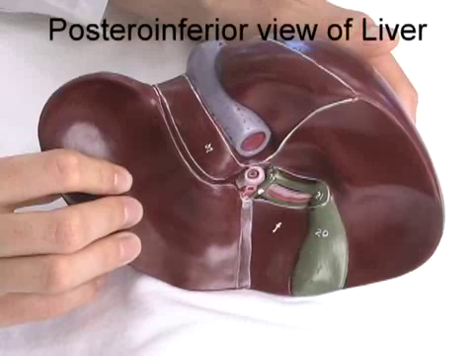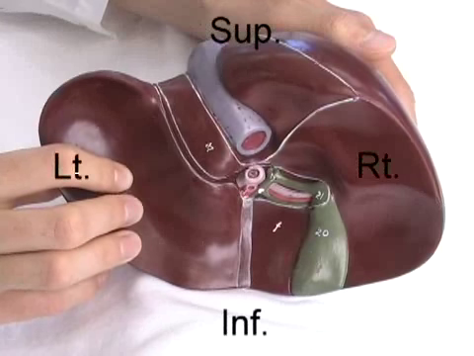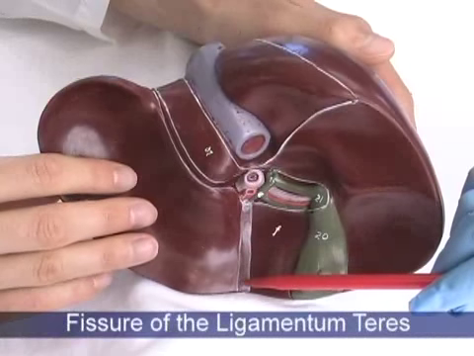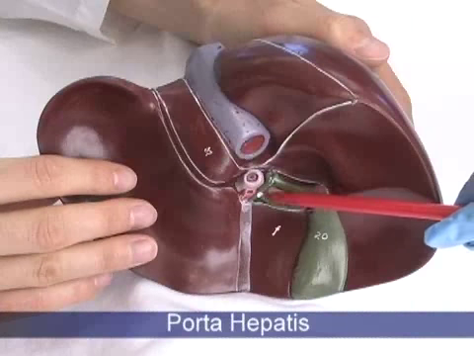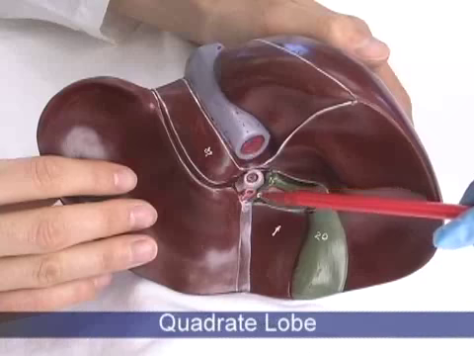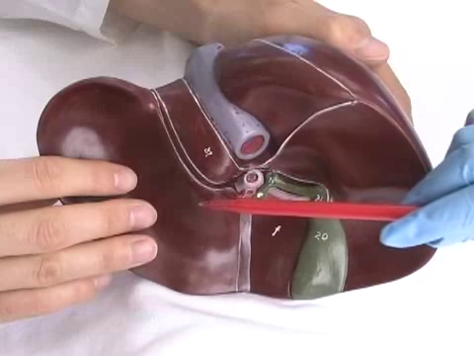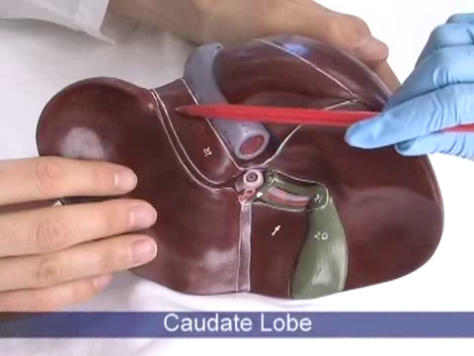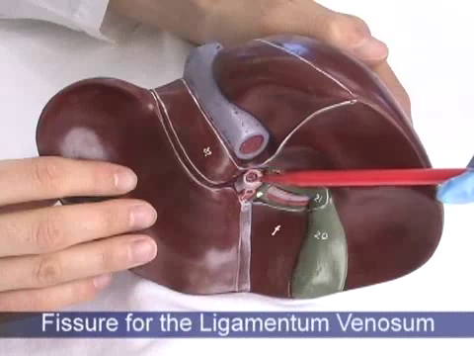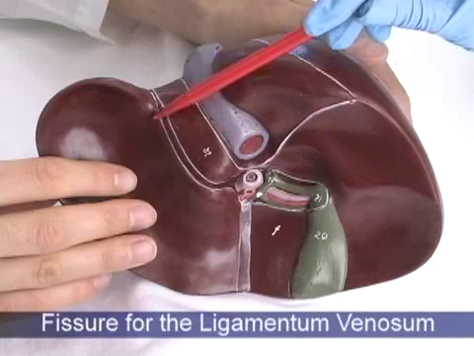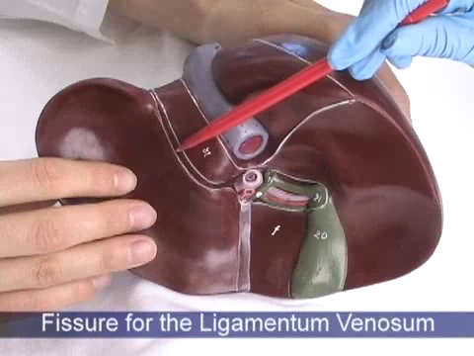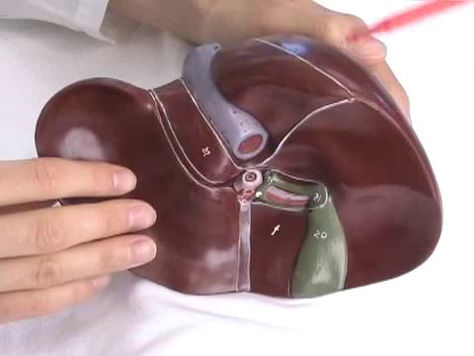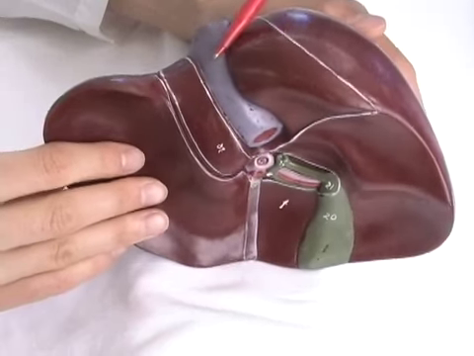This is a postero-inferior view of the isolated liver. Here is the fissure for the ligamentum teres, porta hepatis, quadrate lobe, left lobe, right lobe, and the caudate lobe. This is the fissure for the ligamentum venosum, and it is also where the lesser omentum attaches. This fissure opens up to form a bare area that is not covered by peritoneum.